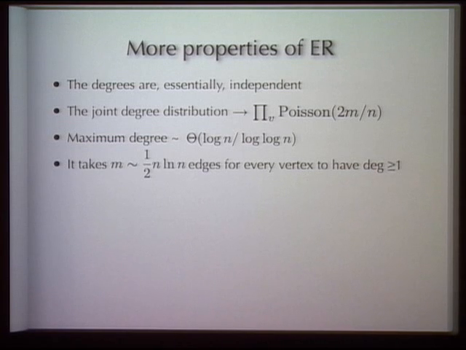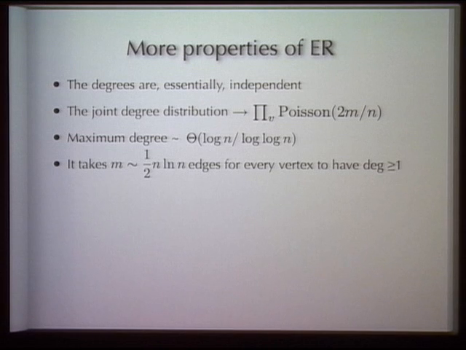And again, when you adopt this point of view of balls and bins, if you ask the question, how many edges are needed before every vertex has degree at least 1, that's a necessary condition, for example, for the graph to be connected, this becomes the coupon collector's problem. You need n log n balls, which means half n log n edges.